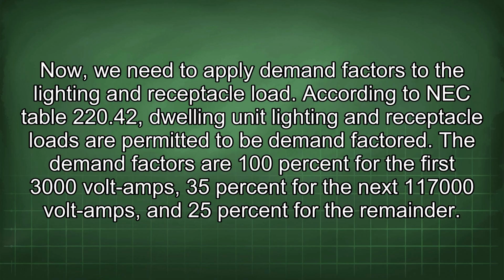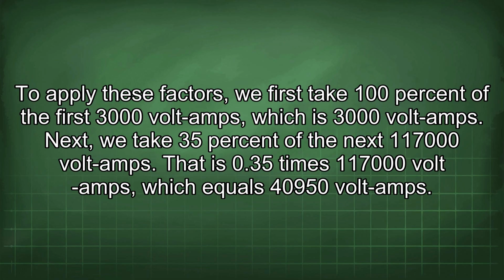Now, we need to apply demand factors to the lighting and receptacle load. According to NEC Table 220.42, dwelling unit lighting and receptacle loads are permitted to be demand factored. The demand factors are 100% for the first 3000 volt amps, 35% for the next 117,000 volt amps, and 25% for the remainder. To apply these factors, we first take 100% of the first 3000 volt amps, which is 3000 volt amps. Next, we take 35% of the next 117,000 volt amps. That is 0.35 times 117,000 volt amps, which equals 40,950 volt amps.